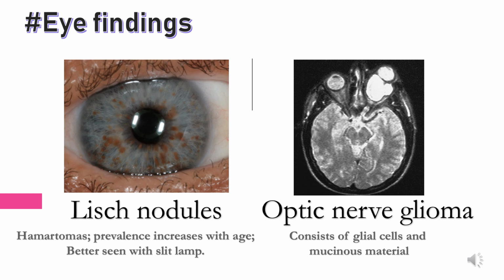The second eye finding is optic nerve glioma. You can see the lesion behind the right eyeball, and this lesion consists of glial cells and mucinous material. So leash nodules and optic nerve glioma are the two eye findings in case of NF1.